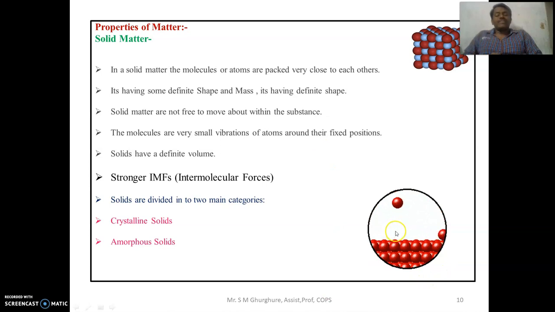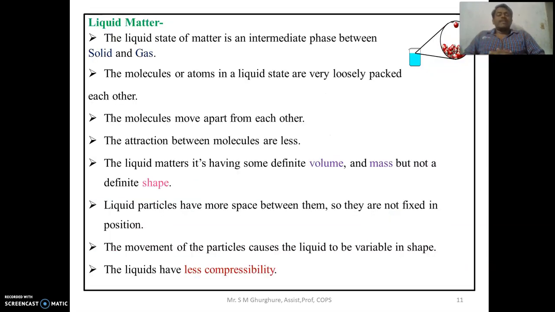Now you have to see in this diagram that the molecules vibrate in their positions because the intermolecular force of attraction between molecules is stronger. The molecules are very closely packed to each other, and the intermolecular force of attraction is stronger. That's why the solid matter vibrates in its position only. Solids have a definite volume. Therefore, solids are divided into two types: one is known as crystalline solids, and the second is amorphous solids.